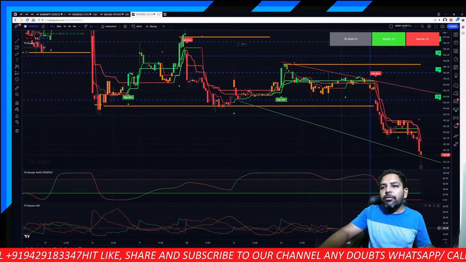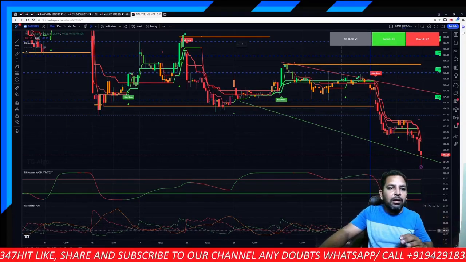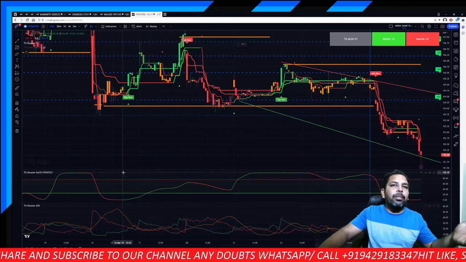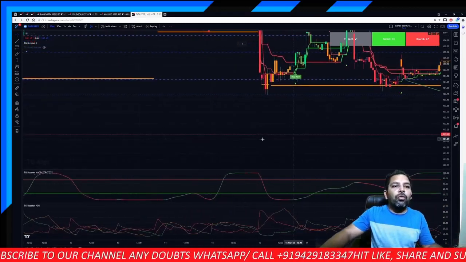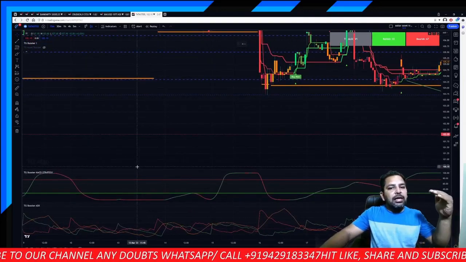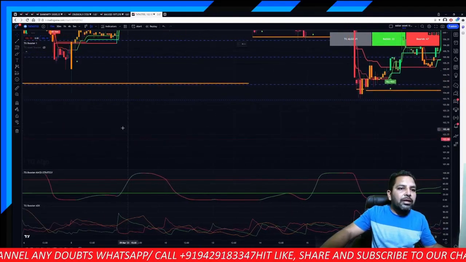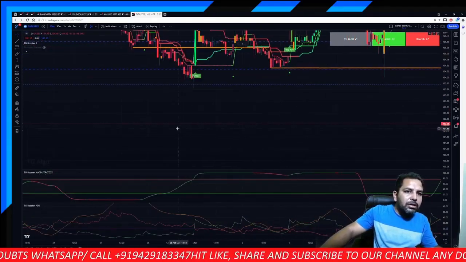Why? Because once you see this green line and red line below the center line, whenever you see both lines going simultaneously below the center line. Let me show you a clear example so you can understand very easily.